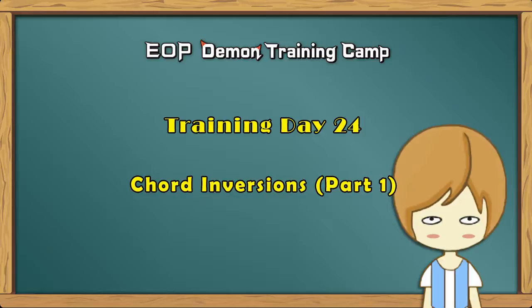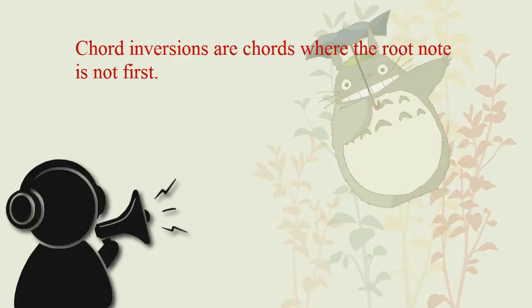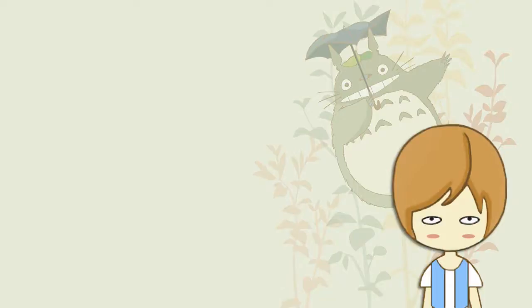Little loudspeaker, here's a quick quiz for you. What are chord inversions? This I know. Chord inversions are chords where the root note is not first. For example, the chord inversion of do mi sol is mi sol do and sol do mi. Pretty concise explanation, although you don't understand why it is so, but it is correct.